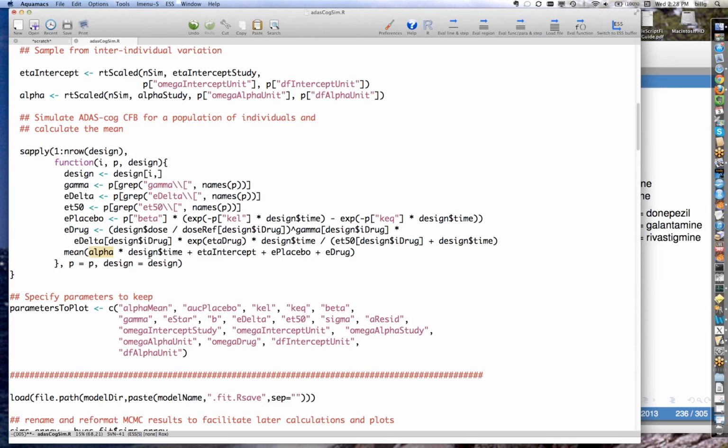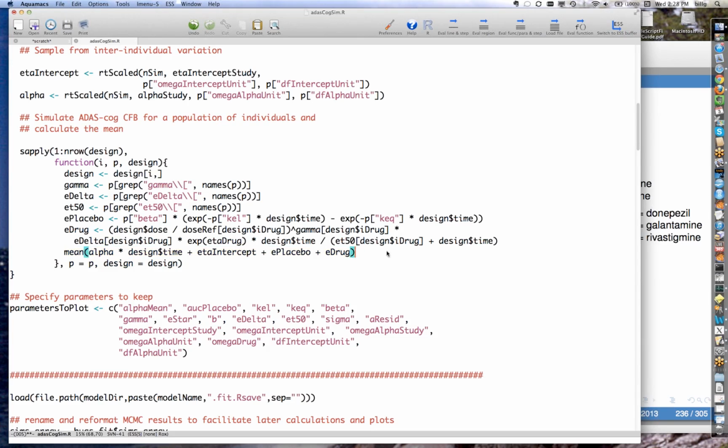Similarly, alpha and eta intercept. So yeah, alpha, eta intercept, and e drug are all vectors of n sim values in here. So again, what's inside these parentheses here will become a vector of n sim values, and then we're taking a mean over that to construct our estimate of the population mean. So that's the core of that.